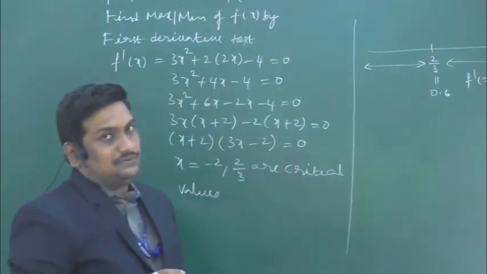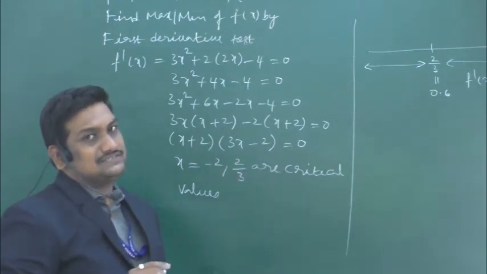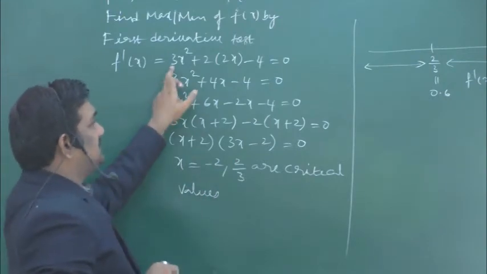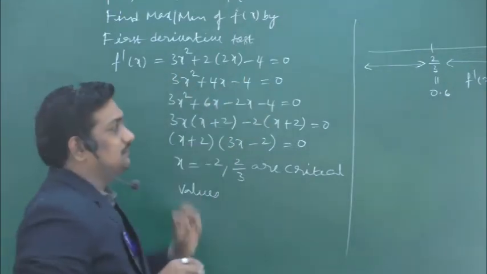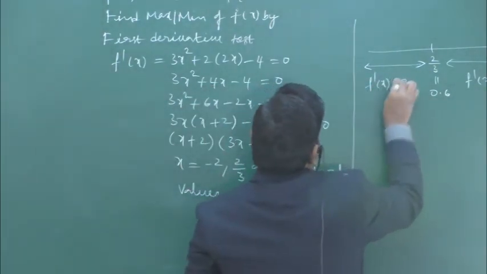Now you take some values on the left hand side of 2 by 3. So 2 by 3 is the same as 0.6. The left hand side values start from 0. Let us take a value 0. If we substitute here, it will be minus 4. So for 0, you are getting the first derivative value as negative.